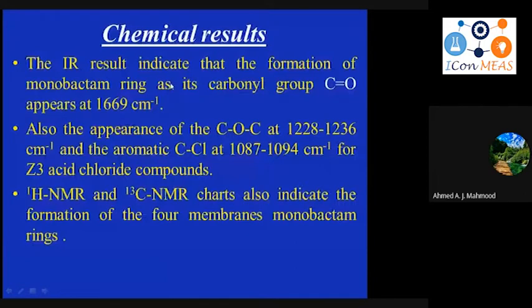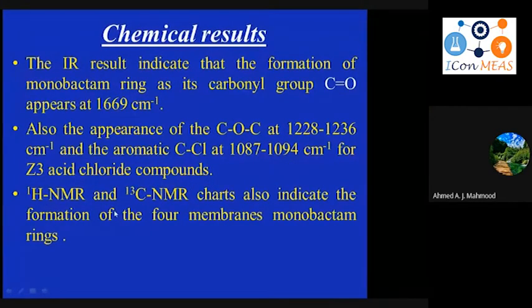The IR results indicate the formation of the monobactam ring as the carbonyl group appears at 1669. Also, the appearance of the C-O-C at 1228 to 1236, and the aromatic C-Cl at 1087 to 1094 for the Z3 acid chloride compounds.